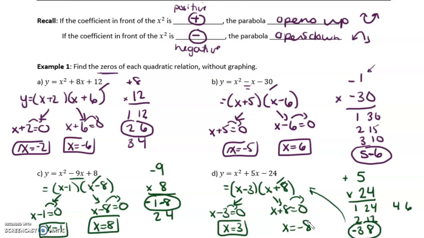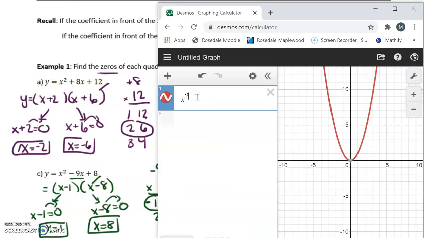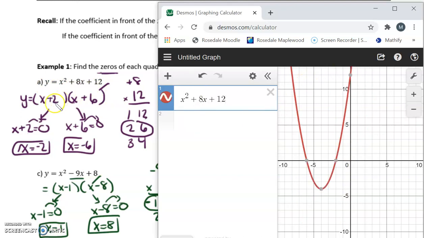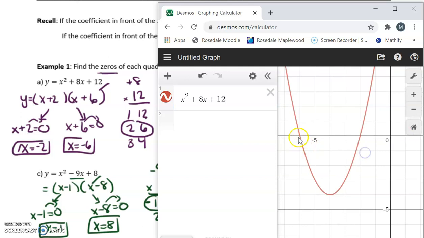Okay, so for these last four, the question really is, what does this even mean? So let's take a look at these graphs in Desmos. If we open up Desmos and we write in this x squared plus 8x plus 12, what do zeros of negative 2 and negative 6 mean? This means that the x-intercepts are (negative 6, 0) and (negative 2, 0).